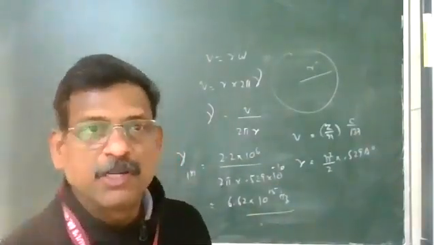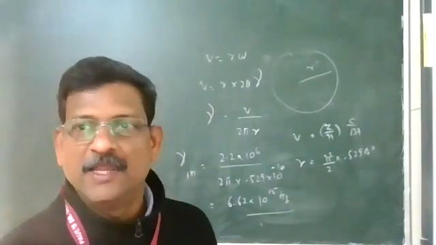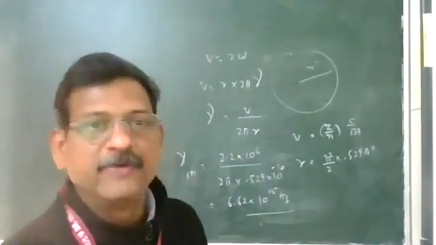Next, very important is what is the energy of electron in any stable orbit? Very, very, very important.